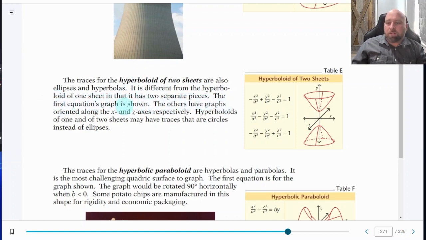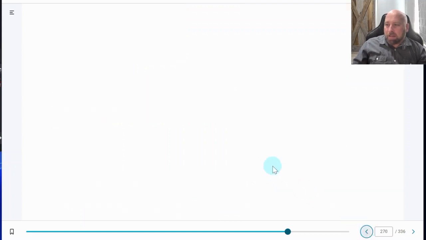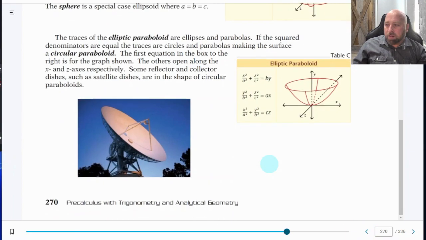The first equation's graph is shown. The others have graphs oriented along the x and the z axis, respectively. Hyperboloids of 1 and 2 sheets may have traces that are circles instead of ellipses. So basically, here's what this is. Look at this right here, hyperboloid of 2 sheets, and then go back and look at what we dealt with over here, the elliptic paraboloid.